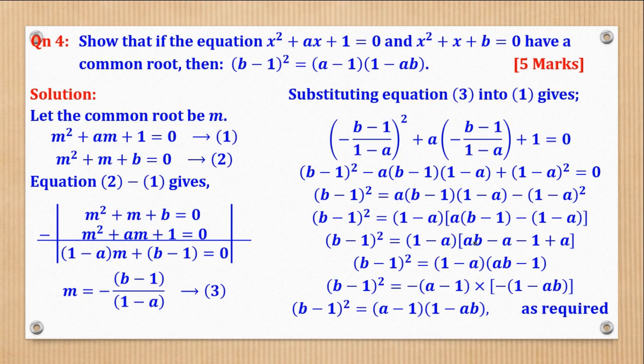So how do the 5 marks come about? 1 mark for eliminating m squared, and the output to get m, expressing m in terms of a and b. Another mark would be to substitute for m either in equation 1 or in equation 2. Then the 4th mark would be to factorize, and the last mark would be on the required expression. So that is how the 5 marks would come about.